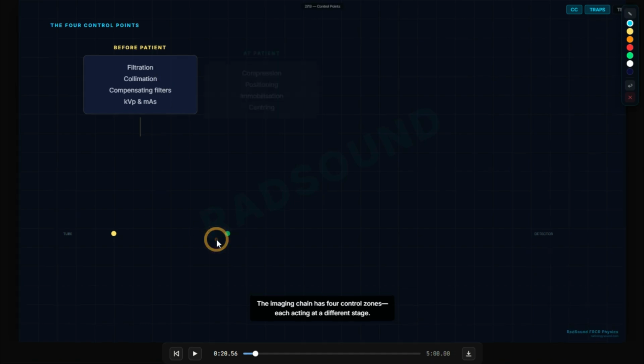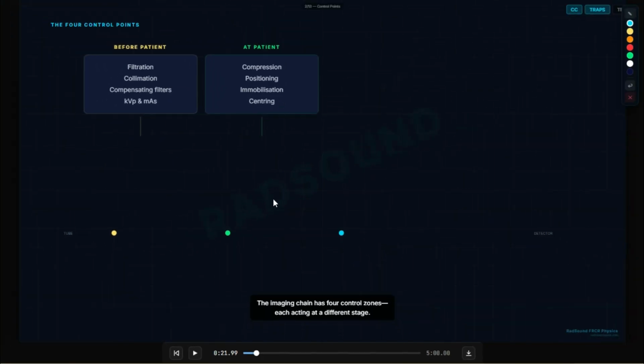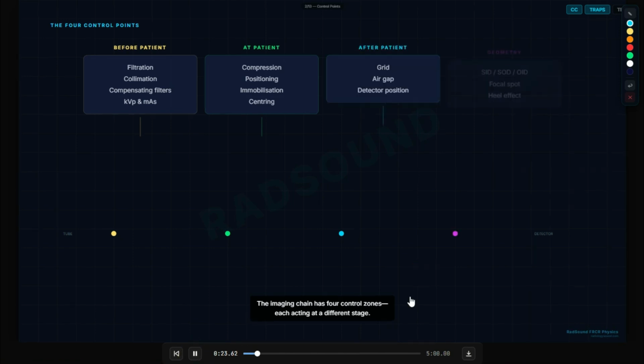So what about at the patient level? At the patient level, we can do compression, such as in mammography, immobilization, and centering the patient also, which is very important. Now let's take a look after the patient. What can we do after the patient? We can place a grid, use an air gap, or adjust detector positioning.